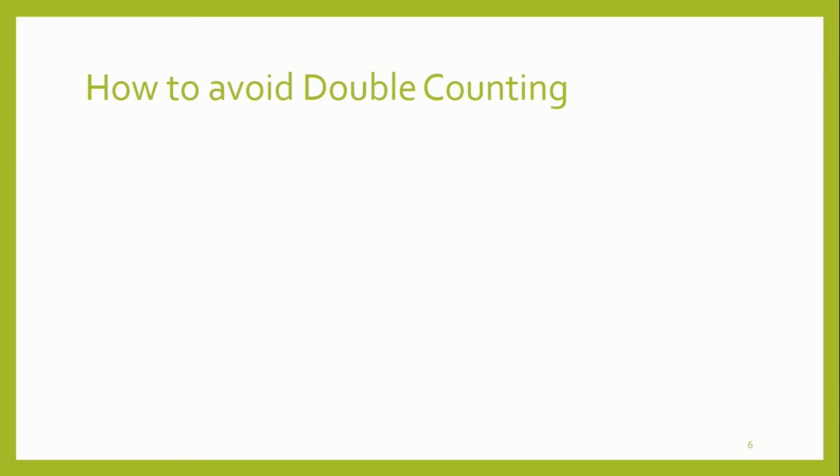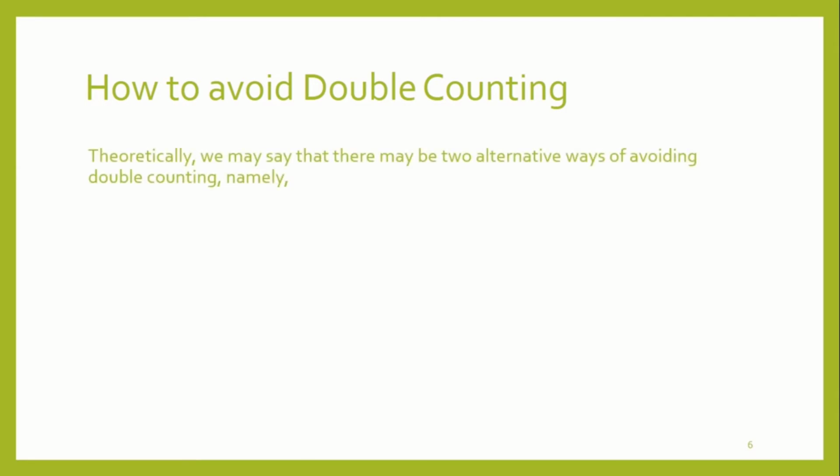How to avoid double counting? Theoretically, we may say that there may be two alternative ways of avoiding double counting, namely final product approach and value added approach.